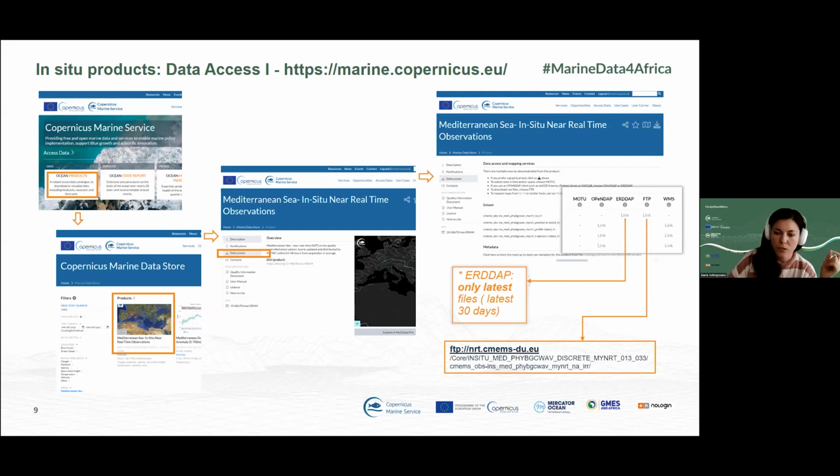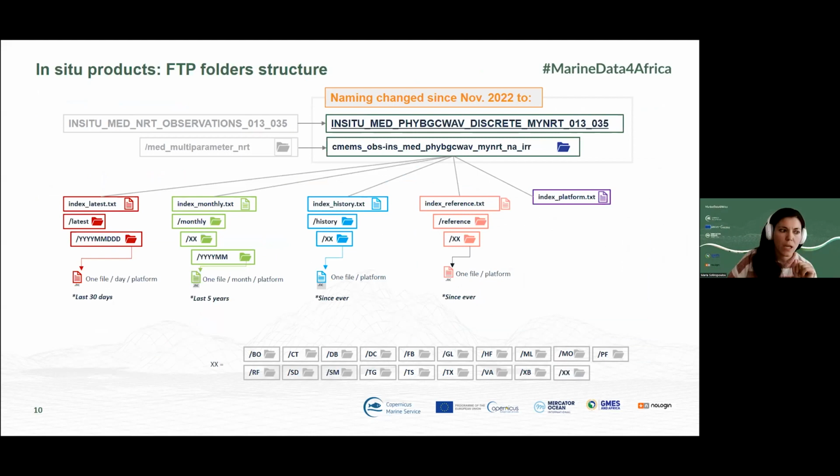In this FTP, I will go a little bit technical now, but I believe that this will be useful on how you can find this data and how these data are structured in this FTP. We have three main directories: the latest, the monthly, and the history. In the latest directory, you will find data for the last 30 days from today, separated per day, per platform.